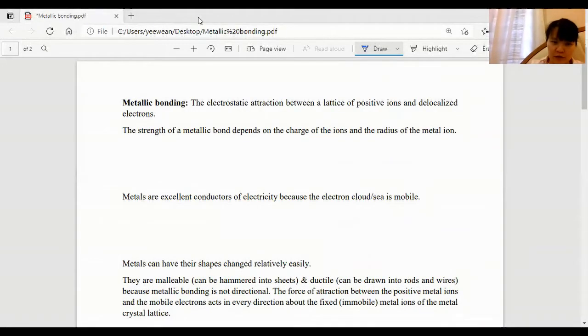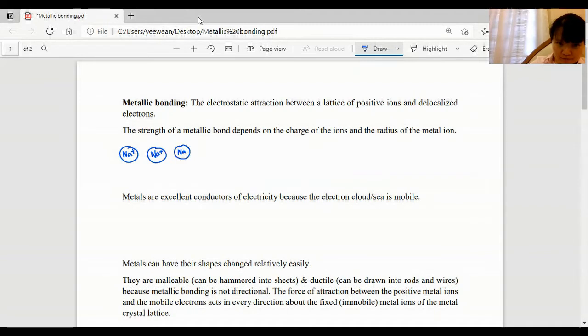This video is for the revision of metallic bonding. Metallic bonding is the electrostatic attraction between a lattice of positive ions such as sodium. I'm going to draw 6 sodiums here, and they are attracted to the delocalized electrons.